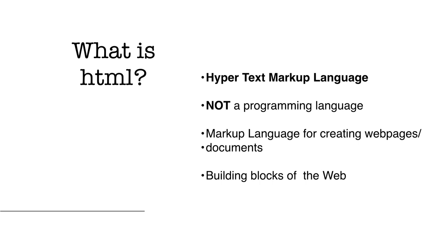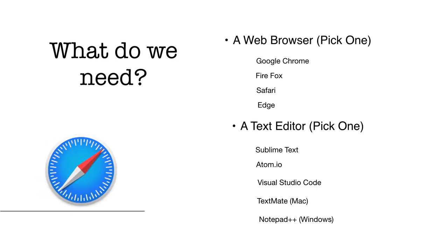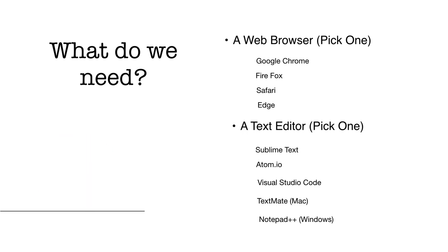Moving to our next topic. What do we need? There are two things we need: a web browser and a text editor. Now for web browser, you can use Google Chrome, Firefox, Safari, Edge, etc. A web browser is a very important part in writing an HTML code. We can also preview our HTML code in a web browser. I suggest Google Chrome and Firefox.